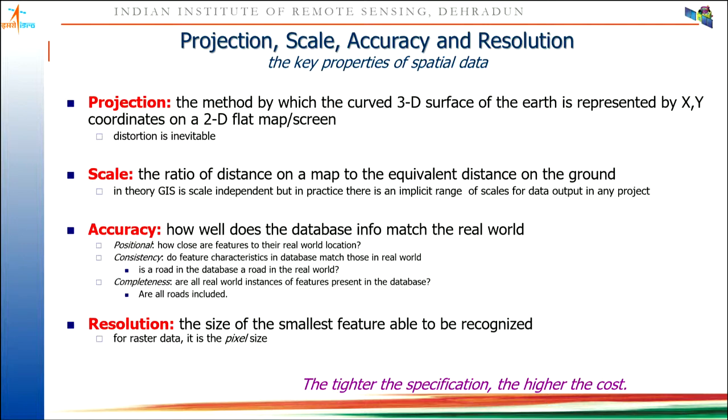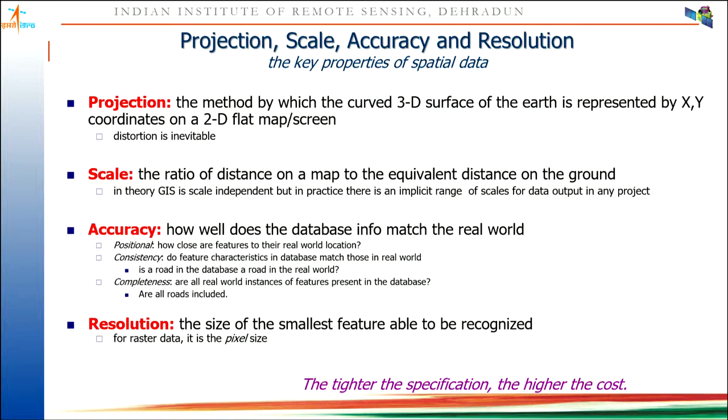Accuracy is how well the database information matches the real world. In the case of accuracy, we discuss the positional accuracy, consistency, and completeness of the data. These are the three very important characteristics or components of accuracy that you have to keep in mind.